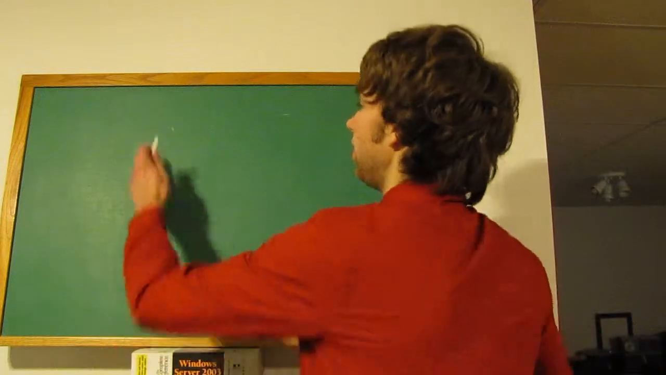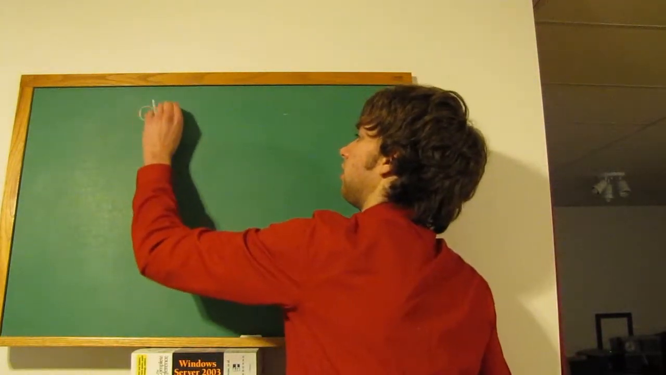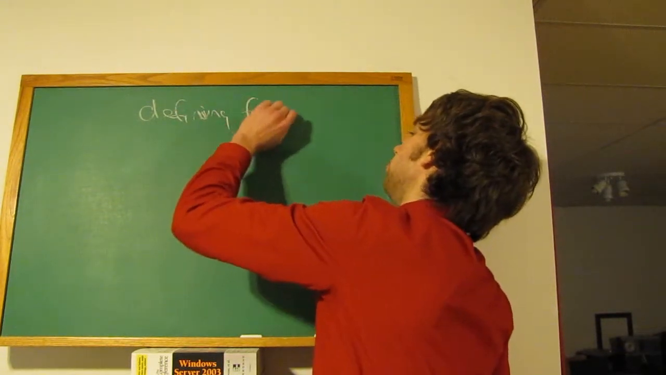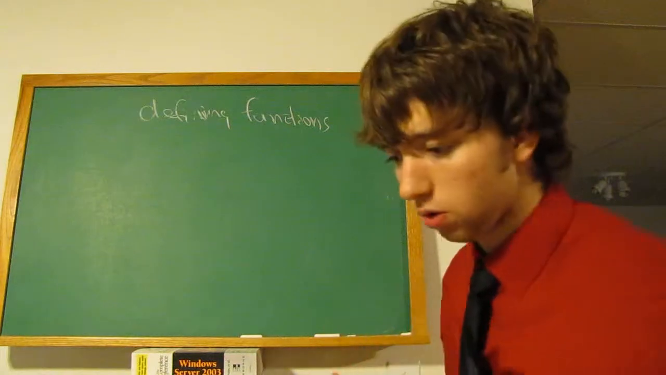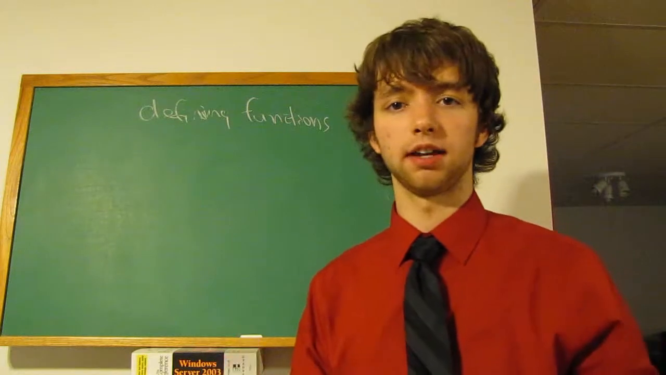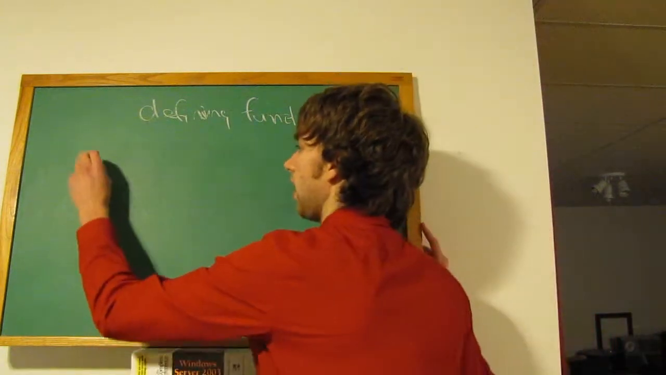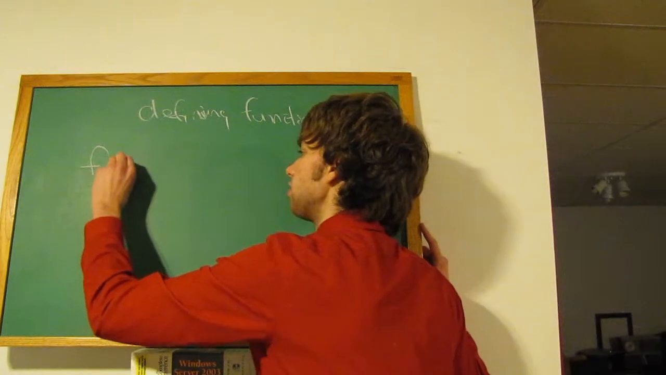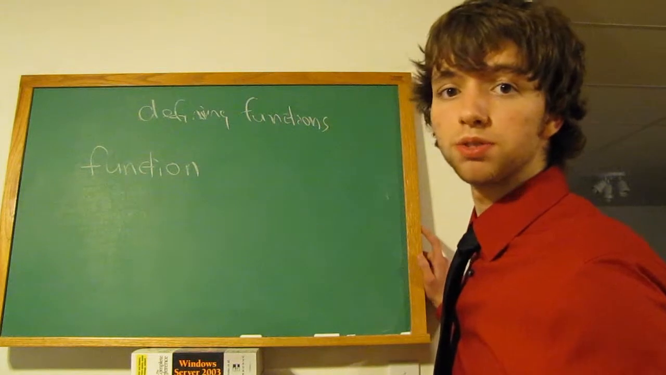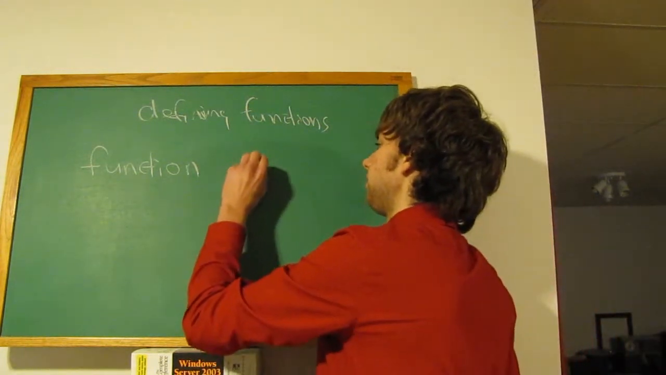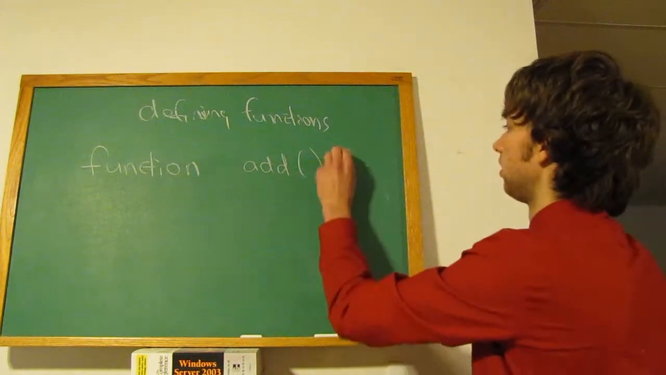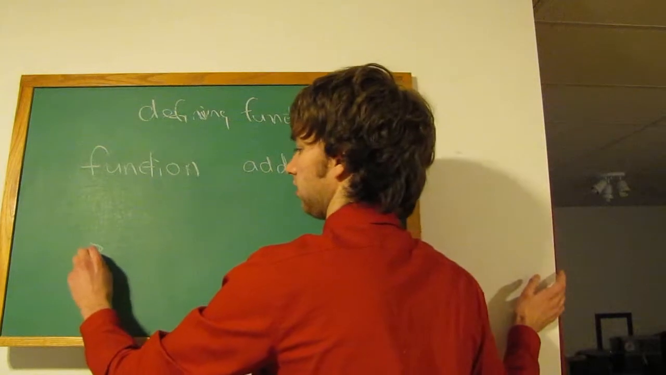Alright, so defining functions. Very first thing is the syntax to define a function. To do that, you write function, and then you name the function, and the naming rules I talked about in the last video. So I can name it add, for example. Then I can add parentheses, and then curly braces.